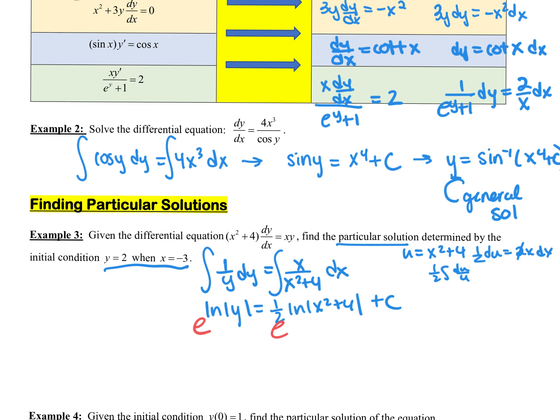What can I do with that 1/2 in properties of logarithms? Yeah, move it up in the exponent, right? Because it's a number in front. So first, I'll put that in the exponent. Then I'll raise both sides to the power of e. These guys will cancel, and this will technically become the absolute value of y. We'll kind of be able to ignore that here in a minute. This side, though, we have to be a little careful because this will be e to the ln of (x squared plus 4) to the 1/2. And then I'm going to write this as times e to the c. This is an important step.